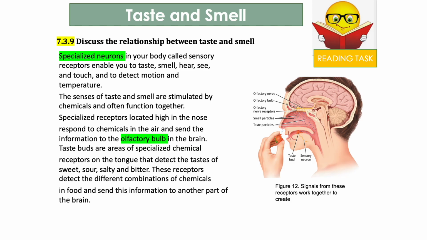The senses of taste and smell are both stimulated by chemicals and they work together. Remember that the tongue has taste buds that help us to differentiate between different tastes like sweet, sour, salty, and bitter. Sometimes they work in combination. And what is common between taste and smell, as we discussed, is that both are stimulated by chemicals.